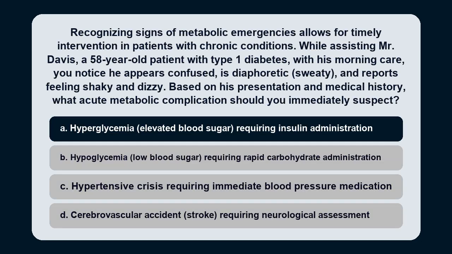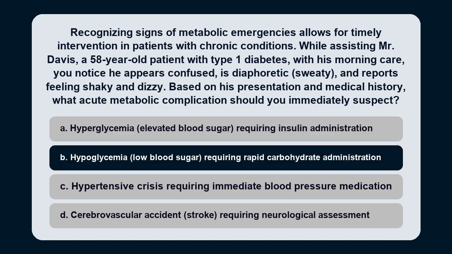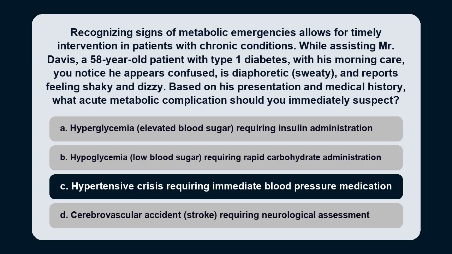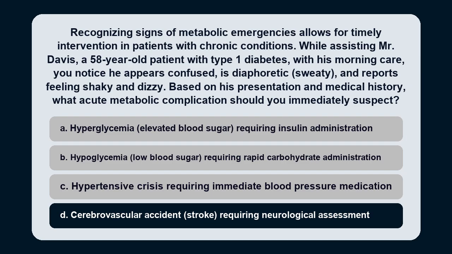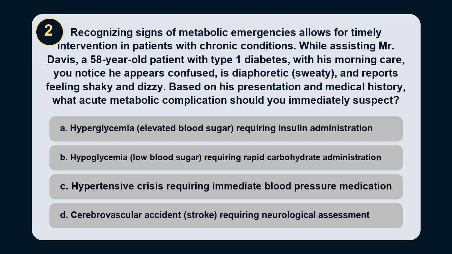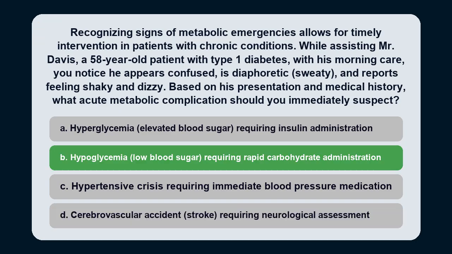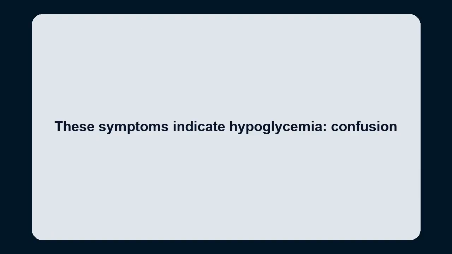Option A. Hyperglycemia, elevated blood sugar, requiring insulin administration. Option B. Hypoglycemia, low blood sugar, requiring rapid carbohydrate administration. Option C. Hypertensive crisis requiring immediate blood pressure medication. Option D. Cerebrovascular accident, stroke, requiring neurological assessment. The answer is B. These symptoms indicate hypoglycemia, confusion.